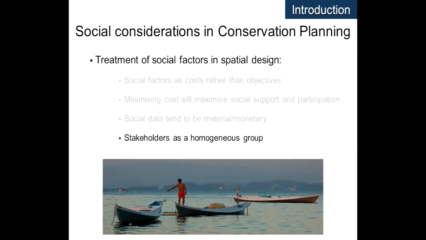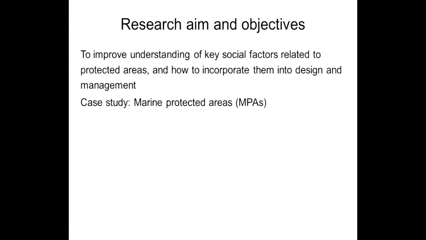So this simplified way that human dimensions have been treated in planning, or in the spatial design and I guess ultimately the planning process, really inhibits the success of protected areas and the likelihood of successfully implementing those plans. And given the planned expansion of protected areas globally, there's a pressing need to better understand these social factors, including in relation to these four aspects, and how to better incorporate them into protected area design and management.